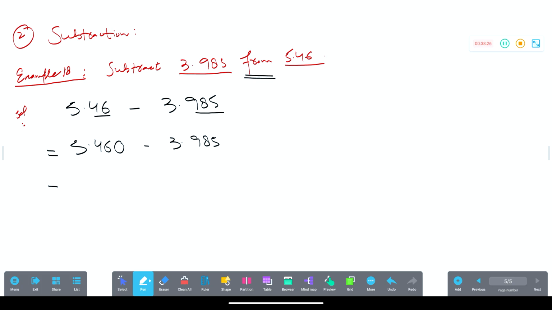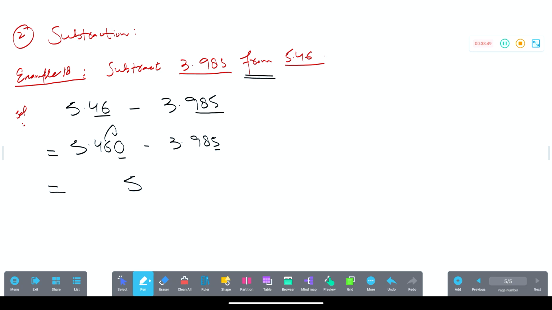Now let me subtract. Usual subtraction starting from the extreme right. 0 minus 5. How did you do it? You usually try to borrow 1 from the next number, the number on the left side. 6 will give 1 to 0, it will become 10. So 10 minus 5 will be equal to 5.